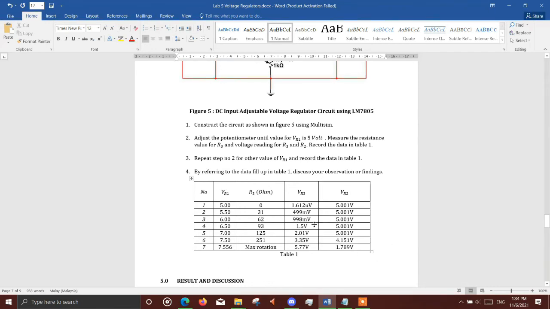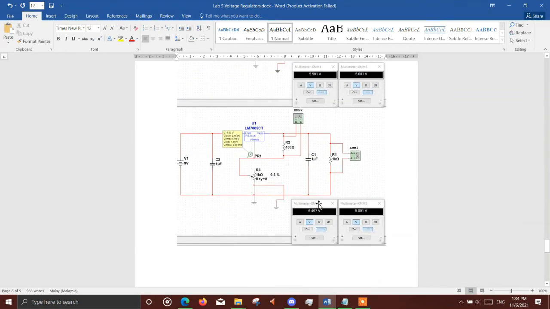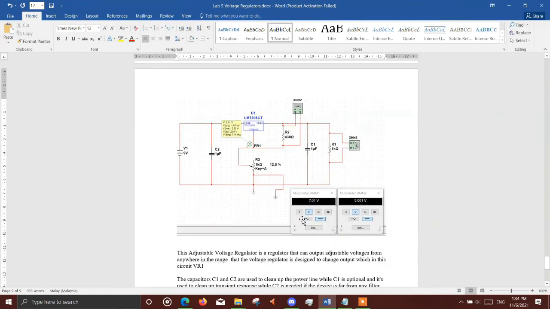Judging from this table, the output voltage from this circuit can be set to range from 5 to 7.5 volts. And this is one of the examples of the circuit that we created to obtain the output voltage for VR1 of 5.5 volts, and this one for 6.5 volts, and finally for 7 volts.